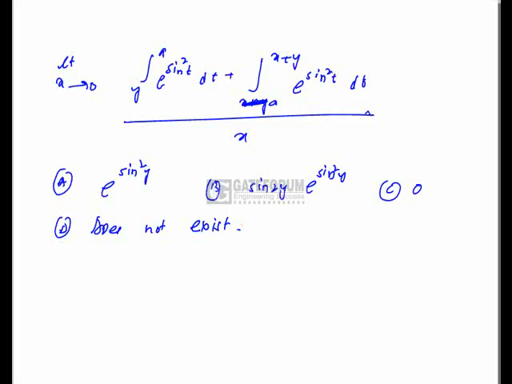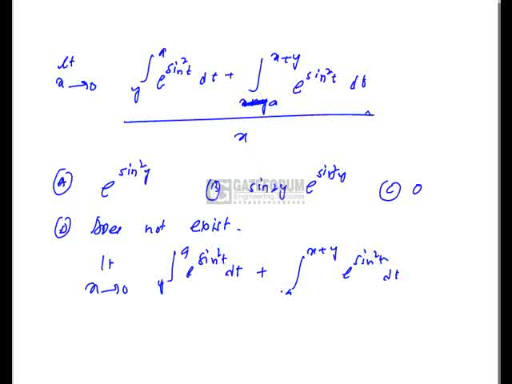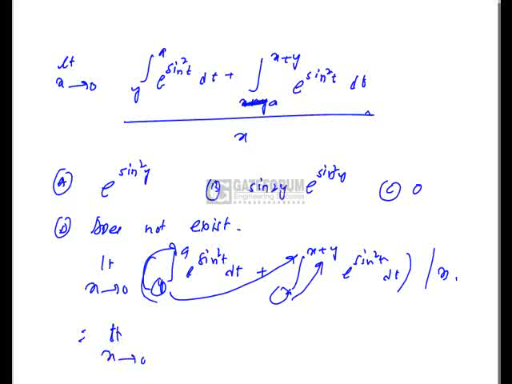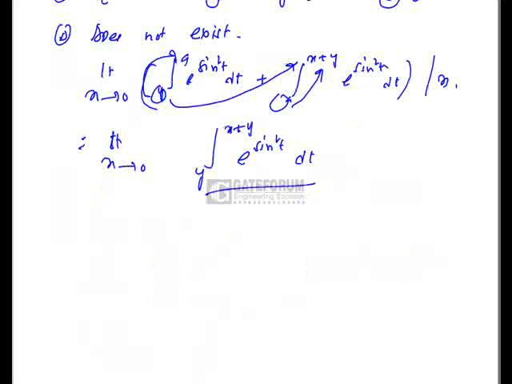In this problem, we have to find the limit of integral y to a e power sin square t dt plus integral a to x plus y e power sin square t dt, divided by x. Now, as the limits are from y to a and a to x plus y, I can write it as y to x plus y. So this can be written as limit x tends to 0, integral over y to x plus y e power sin square t dt by x.